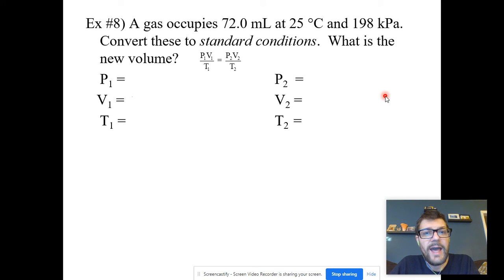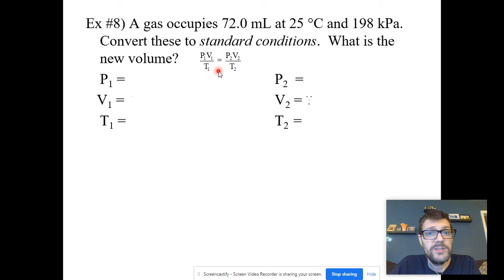And we're going to look at how you would do this. Here is another example in your packet. We have a gas that occupies 72 milliliters at 25 degrees and 198 kilopascals. Convert these to standard conditions. What is the new volume? So here we have a gas that's under a certain temperature and a certain pressure, and now we want it to be at standard temperature and standard pressure, and see how that's going to affect the volume.